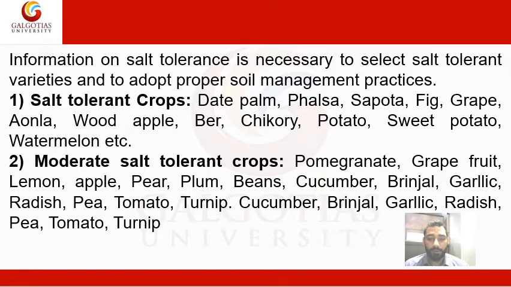Next, moderately salt tolerant crops. These crops like pomegranate, grape, fruit, lemon, apple, pear, plum, beans, cucumber, brinjal, garlic, radish, pea, tomato, and turnip can be grown successfully in salt-affected soils as well, but they are moderately salt tolerant crops.